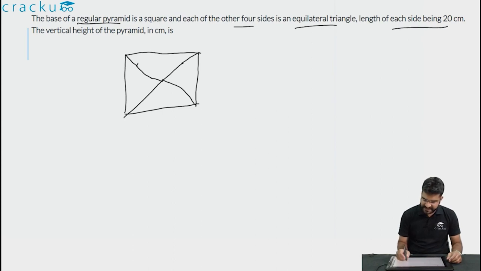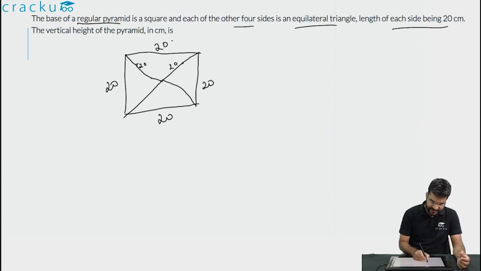The length of each side is 20 centimeters. So for the pyramid, the other 4 sides are 20 centimeters each, and they are all equilateral triangles. This would imply that even the base of the pyramid, which we know is a square, has each side of length 20 centimeters. Now notice that the point where they meet is the apex of the pyramid, which is at the top. Now we are required to find out the vertical height of this pyramid.